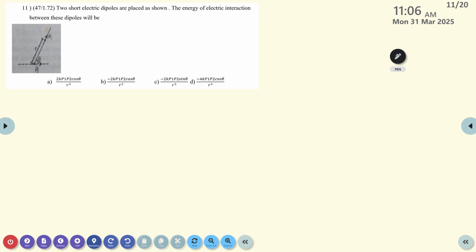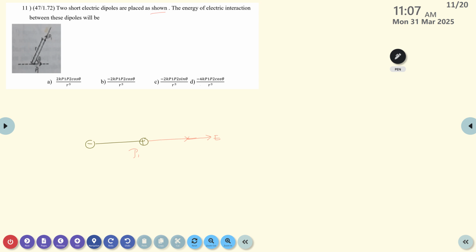Next. Two electric dipoles are placed as shown. Okay, the figure is not correct. Now I will represent it like this. This is negative charge. This is what? Positive charge. This is dipole 1. It produces the electric field in this direction, that is along the axial line.